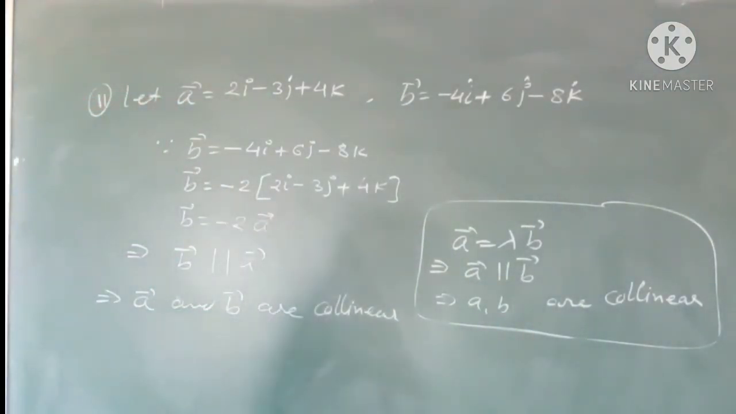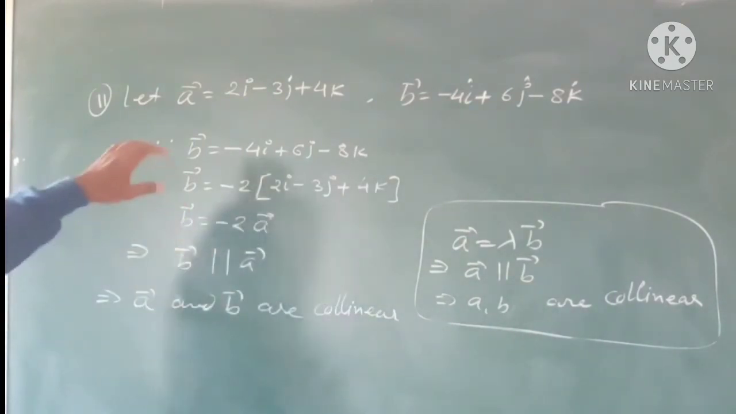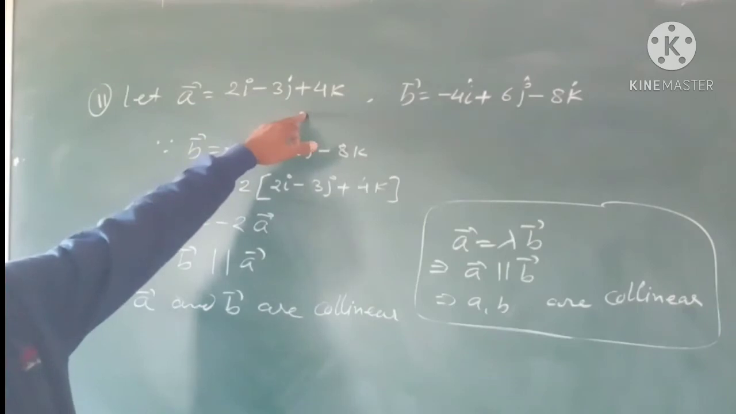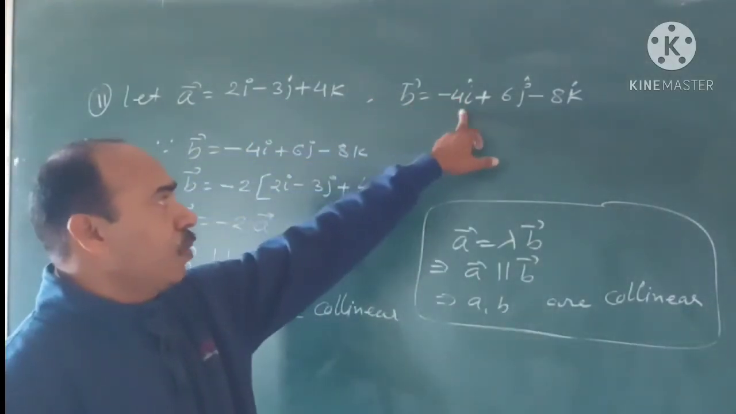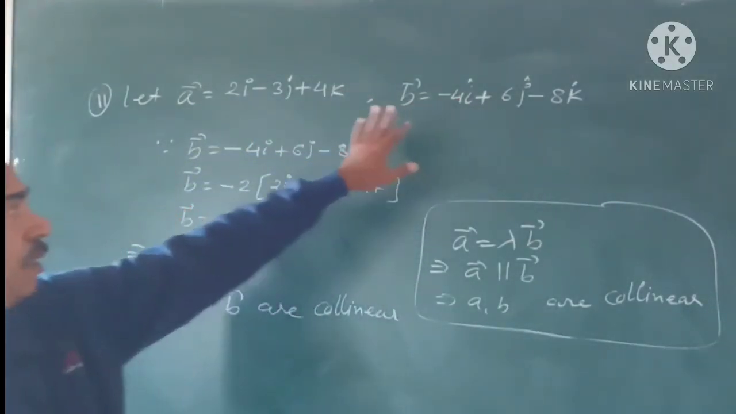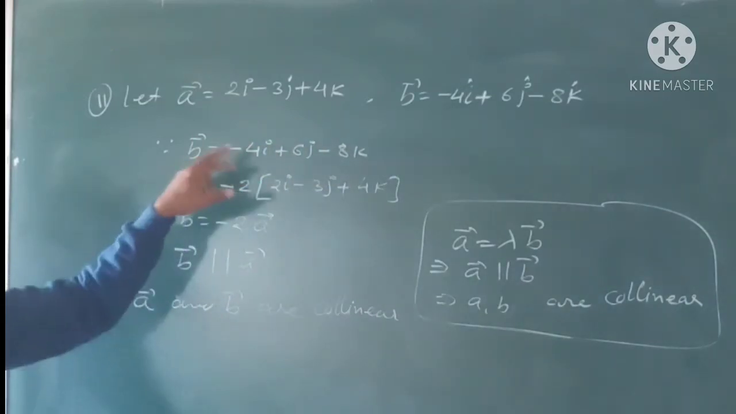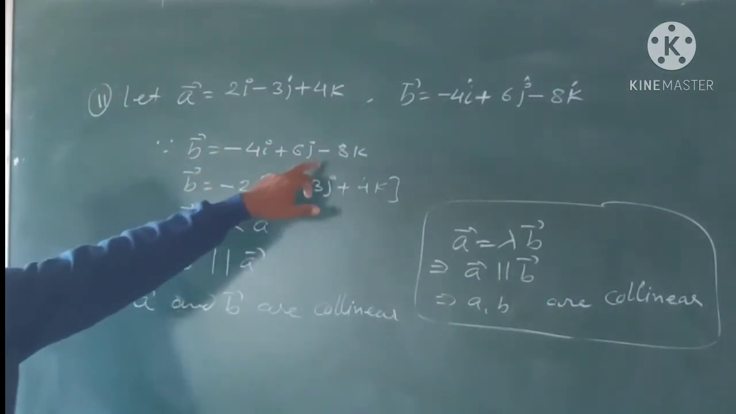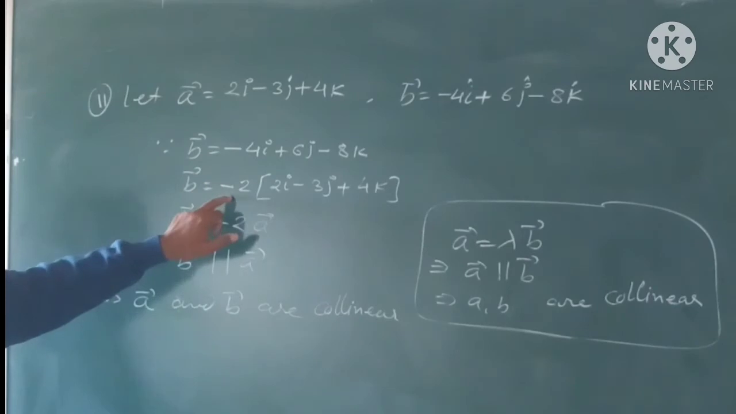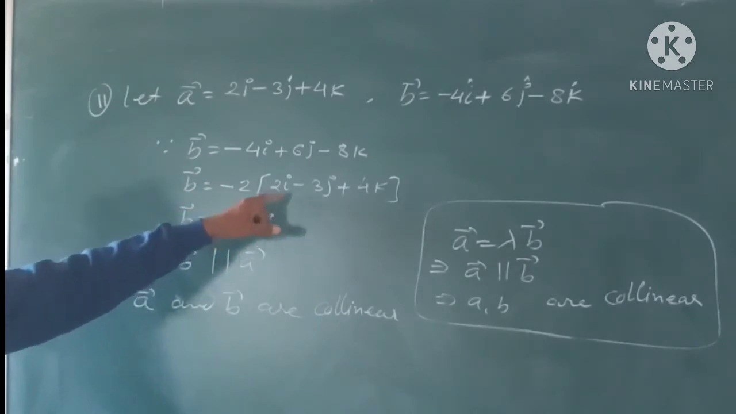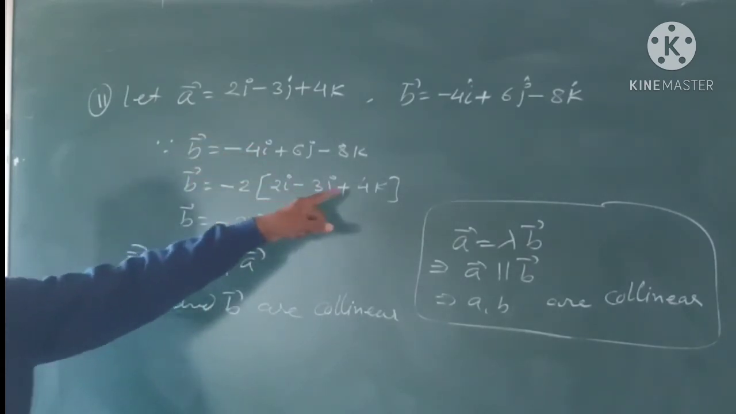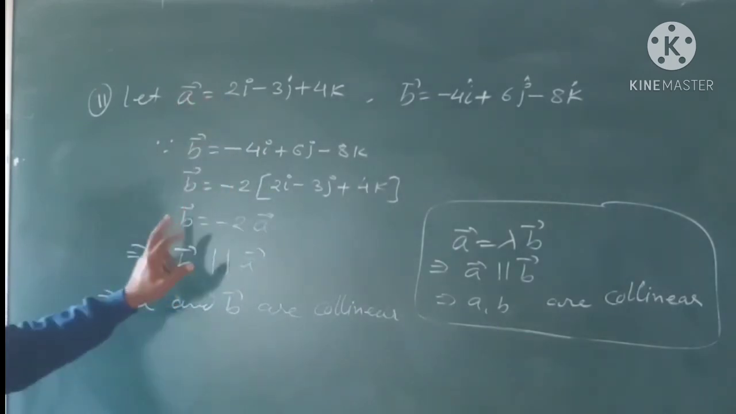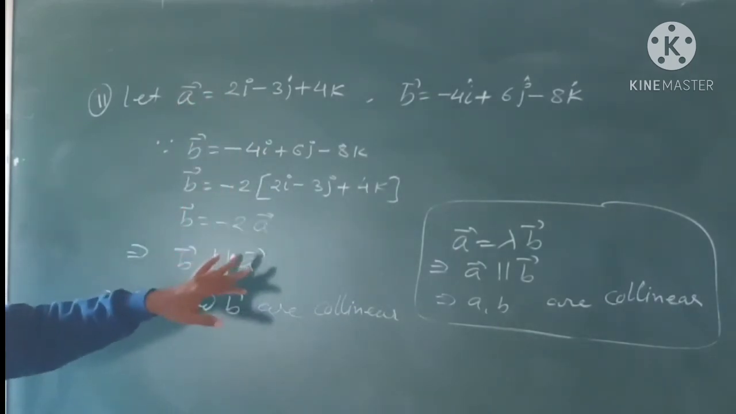In question number 11, we have to prove these two vectors are collinear. Here vector A is 2i minus 3j plus 4k, and vector B is minus 4i plus 6j minus 8k. So start from B: minus 4i plus 6j minus 8k. If minus 2 is taken common, then you will get 2i minus 3j plus 4k, which is vector A. So vector B is equal to minus 2 times vector A.